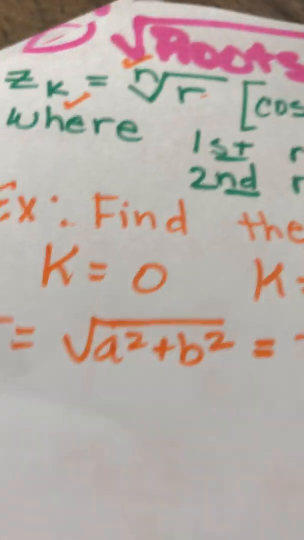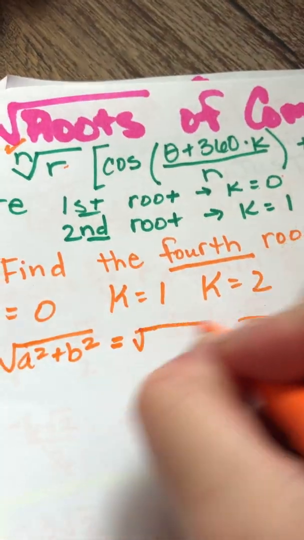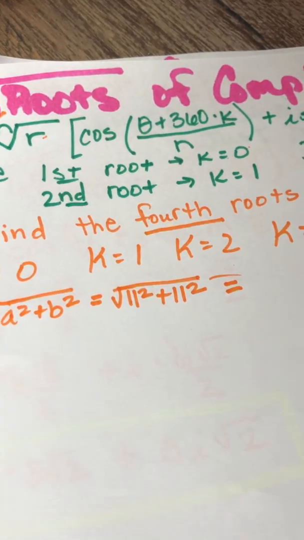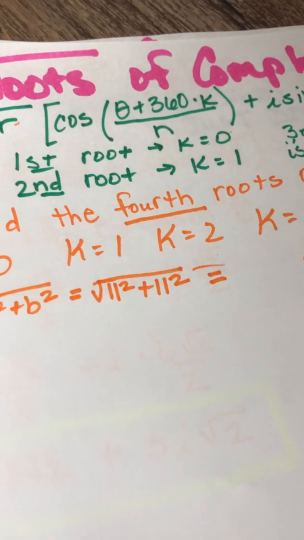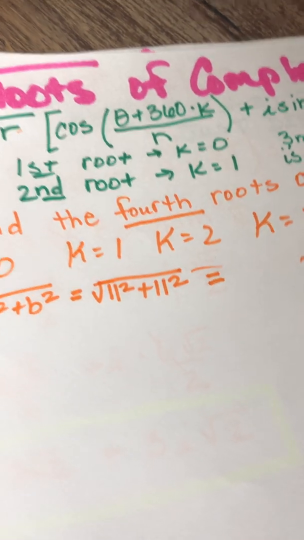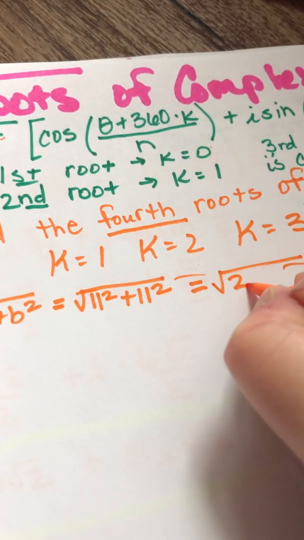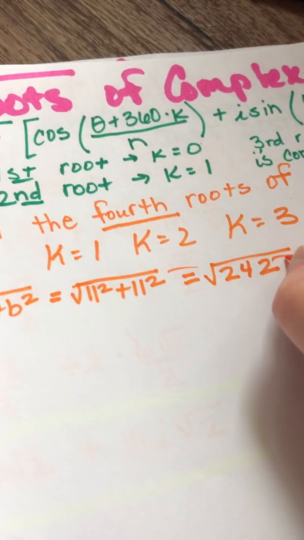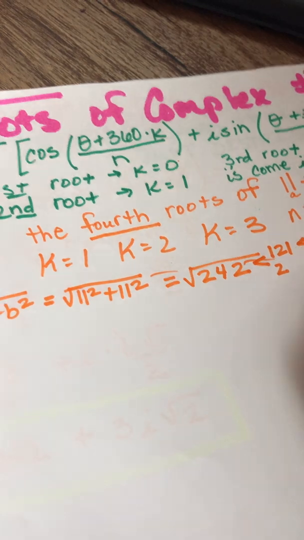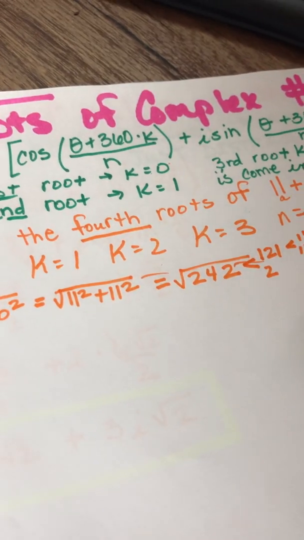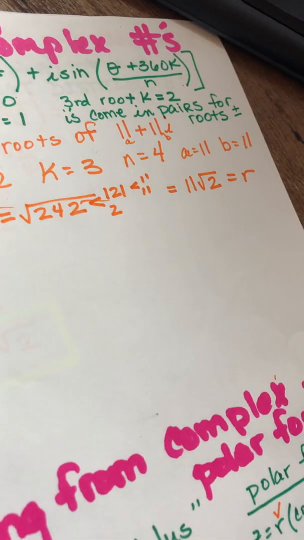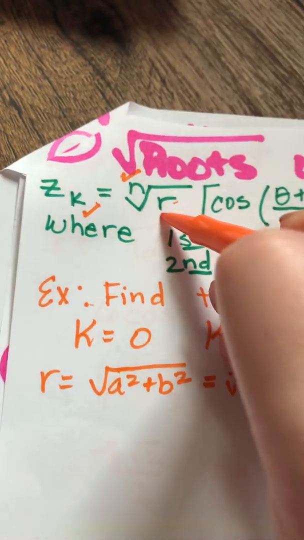Okay, now let's plug that in to get my r. So I'm going to have square root 11 squared plus 11 squared equals, that's like 121 plus 121. I think it's 242. Or another way to write that is 121 times 2. And then 121 breaks into an 11 and 11. And that gives me 11 square root 2. So that's my r.